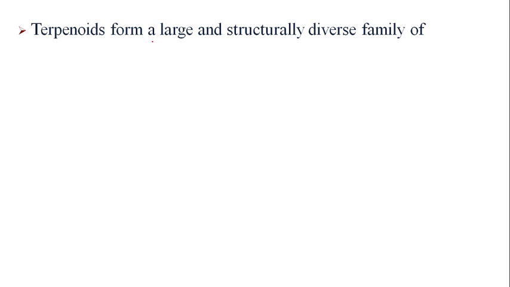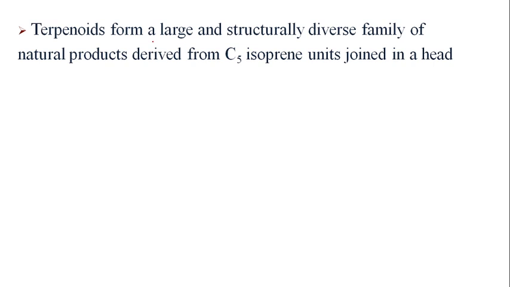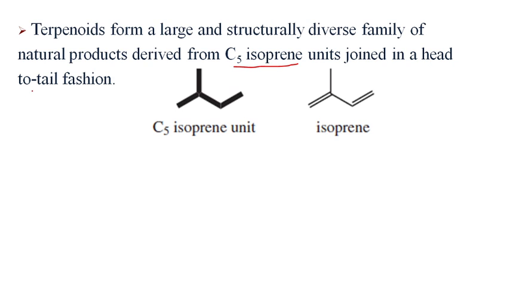Terpenoids form a large and structurally diverse family of natural products derived from C5 isoprene units. Means terpenoids are formed from C5 isoprene units, and the units are joined in head to tail fashion. This is a C5 isoprene unit, and the repeating unit of C5 isoprene molecules will give rise to terpenoids. This is the isoprene molecule, a separate molecule.